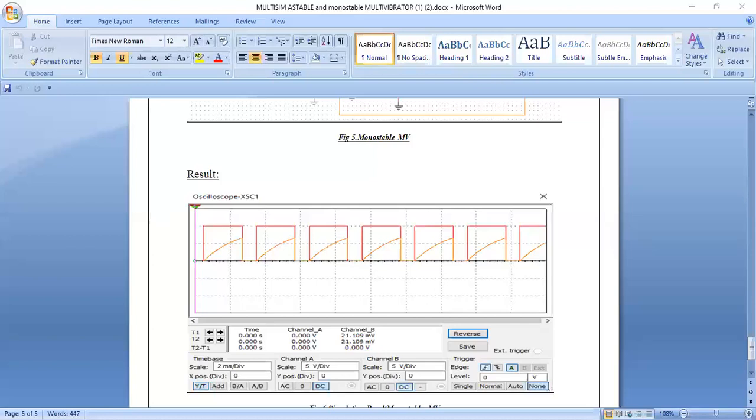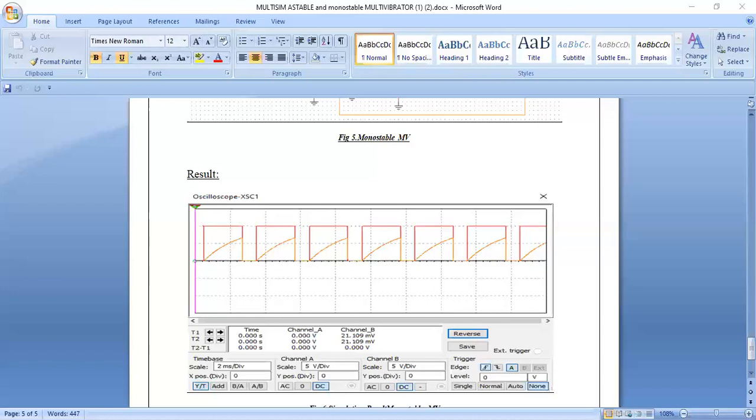Now take the oscilloscope and connect one end of the channel to the output pin, and the other channel should be connected to the capacitor. Now the output is connected to channel A. Now change the voltage. As I said, I need to change the VCC voltage. I've changed it to 10 volts. Now check. Okay, 10 volts. Now double click on the oscilloscope. Click on run.